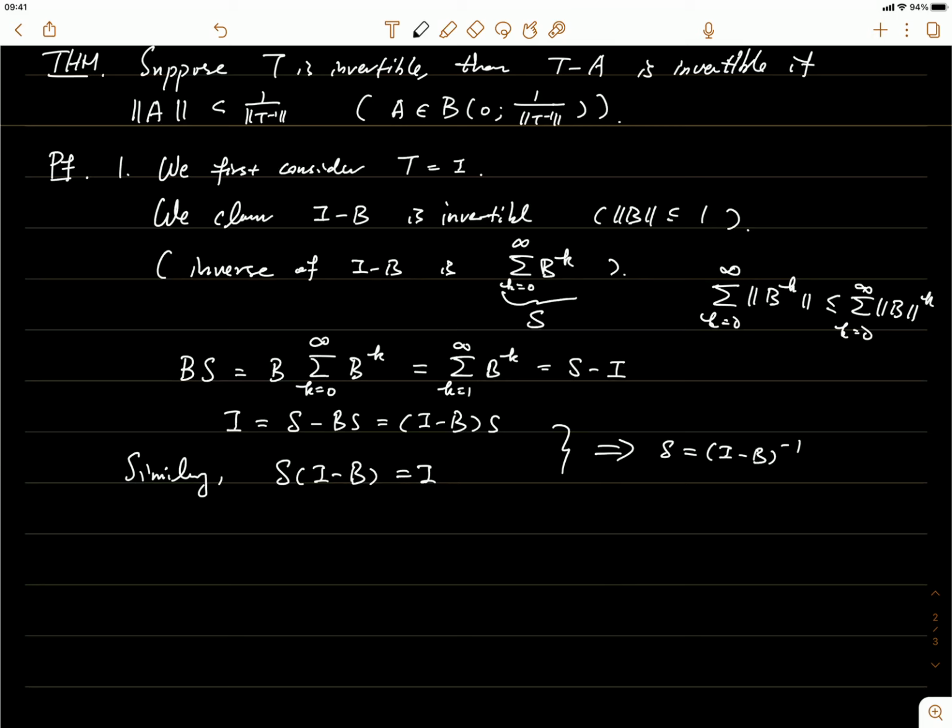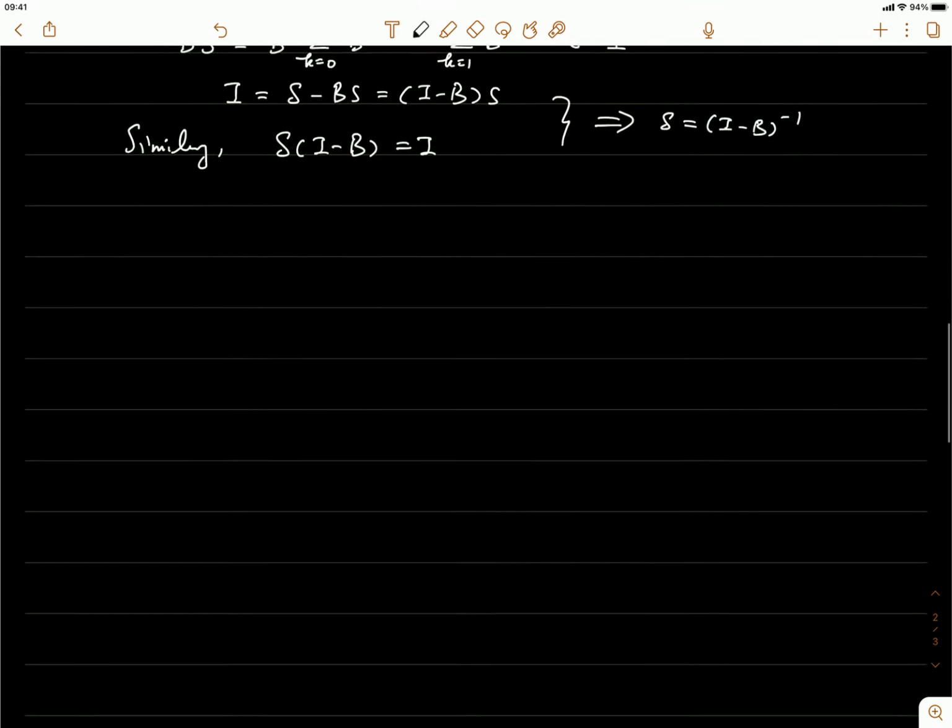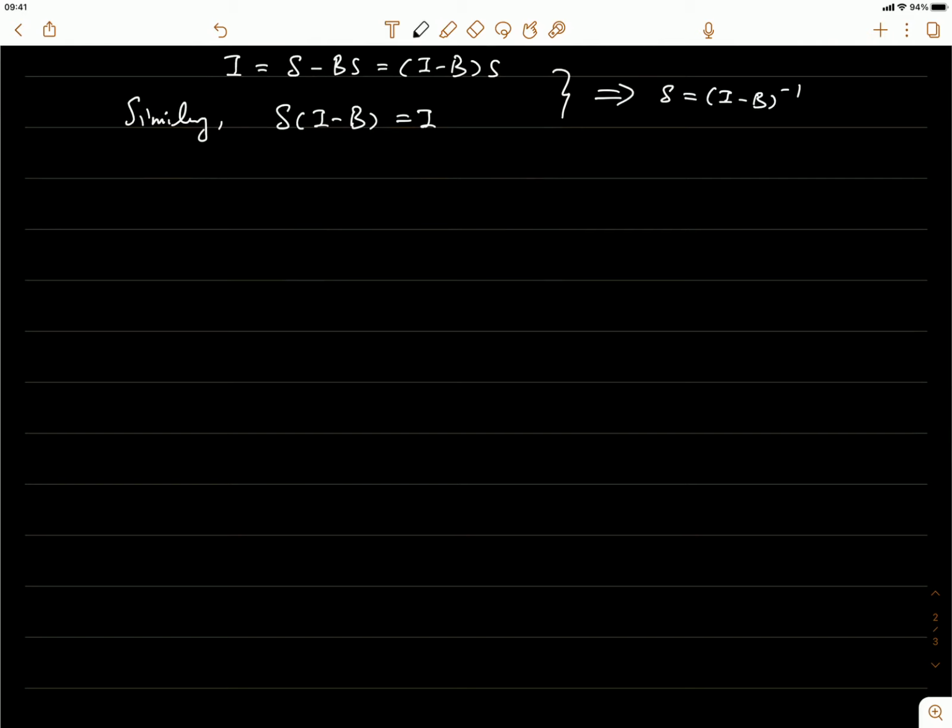Okay, and that is the Neumann series we mentioned. Neumann series. Okay, so that's for a simple case where T is the identity. But what about the general case? We just know that T is invertible.